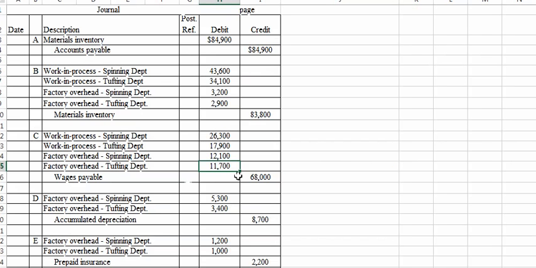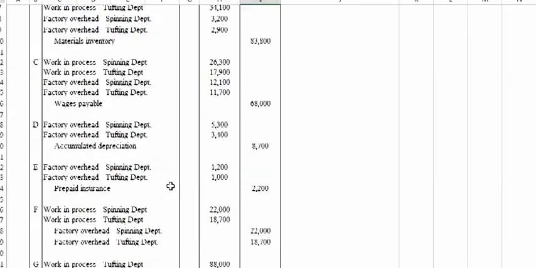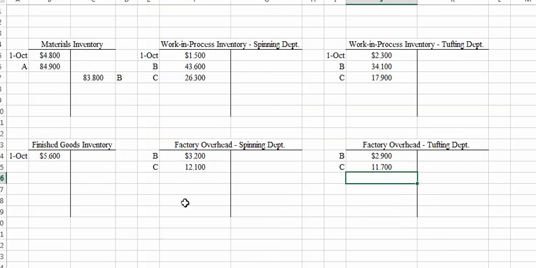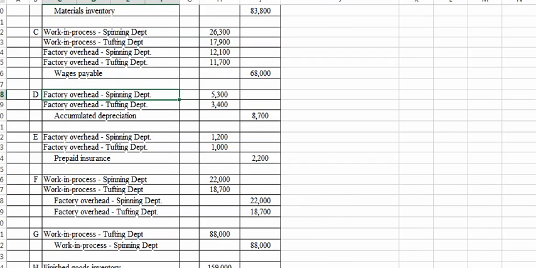And then we're not keeping up with wages payable here. We're just looking to update the inventory and factory overhead accounts. So on D, we have a debit to factory overhead spinning for $5,300. Okay, on D, we're also going to debit factory overhead for the tufting department, $3,400.